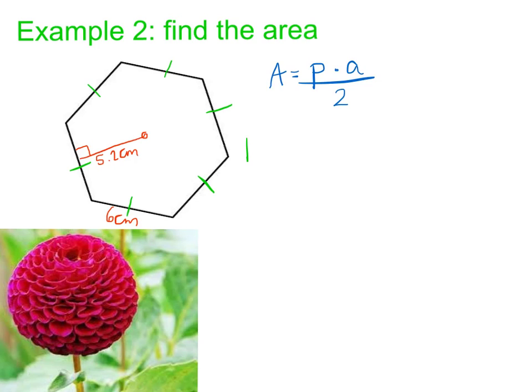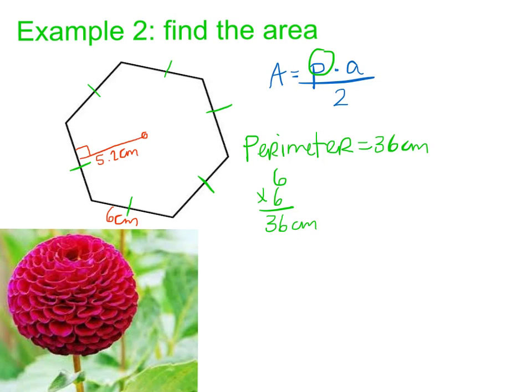The first thing I want to find is the perimeter. The perimeter is 6 centimeters 6 times. That means 36 centimeters is my perimeter. That's my value that's going to go there. My apothem is the length that goes from the center all the straight way to the side, and it has to make a right angle. So my apothem is 5.2 centimeters, and that's the value that's going to go here.